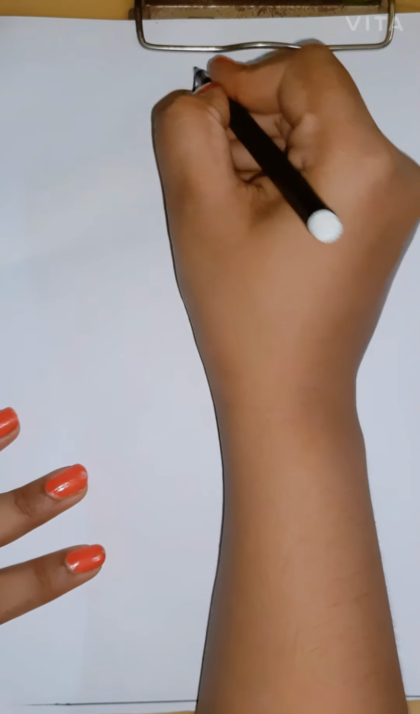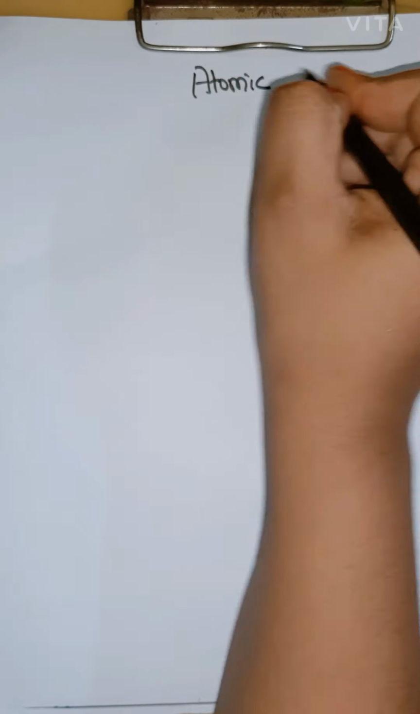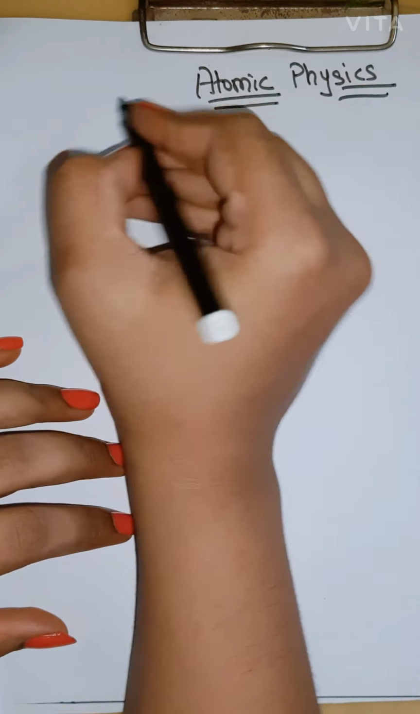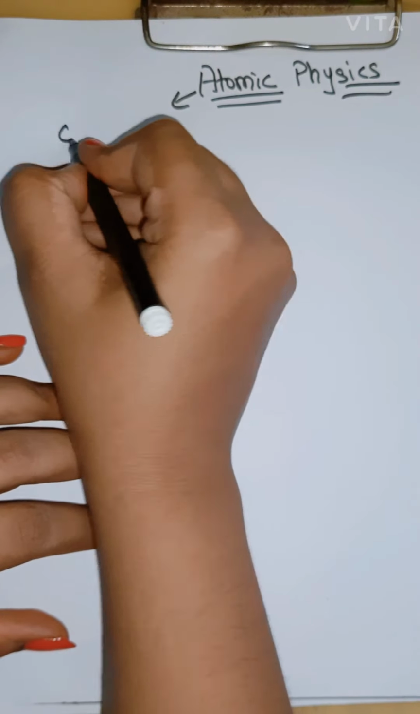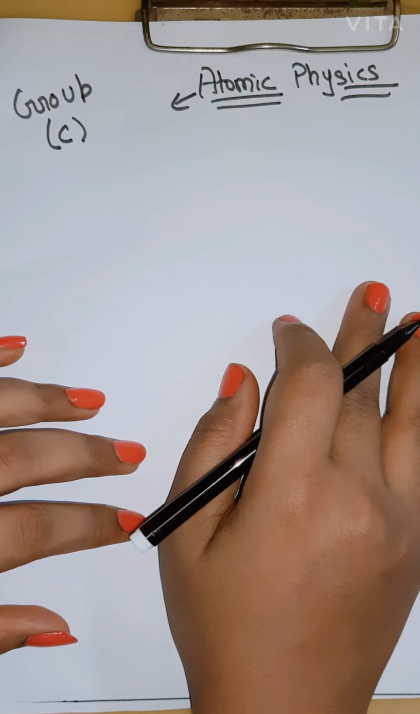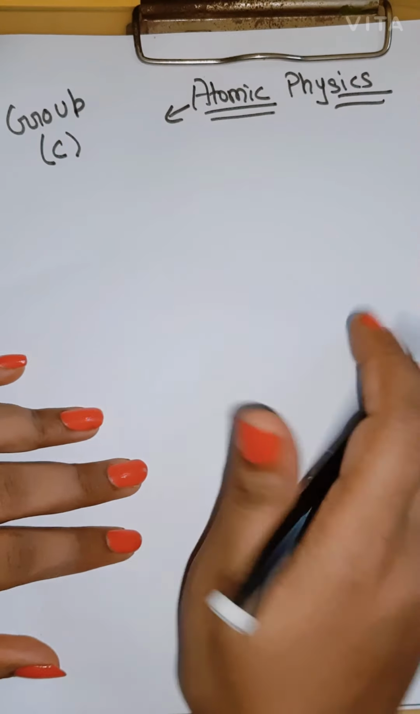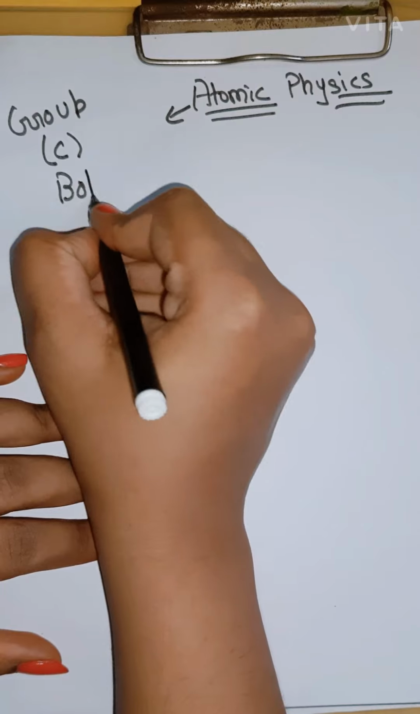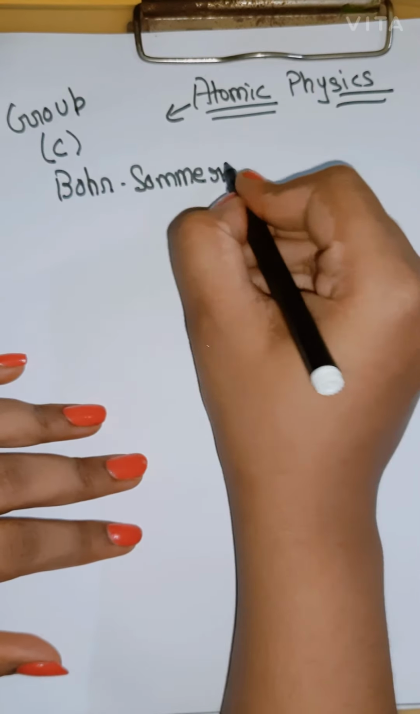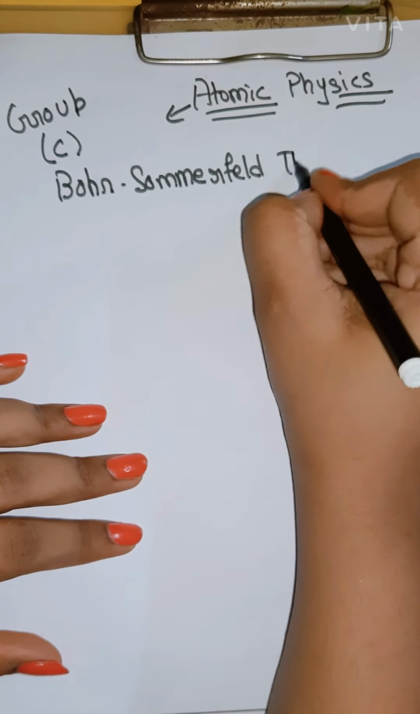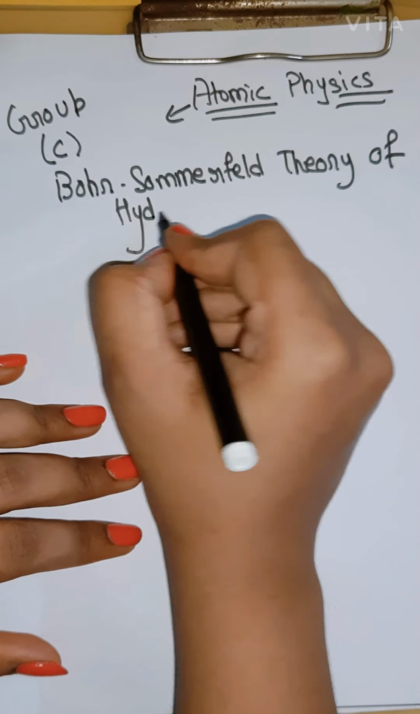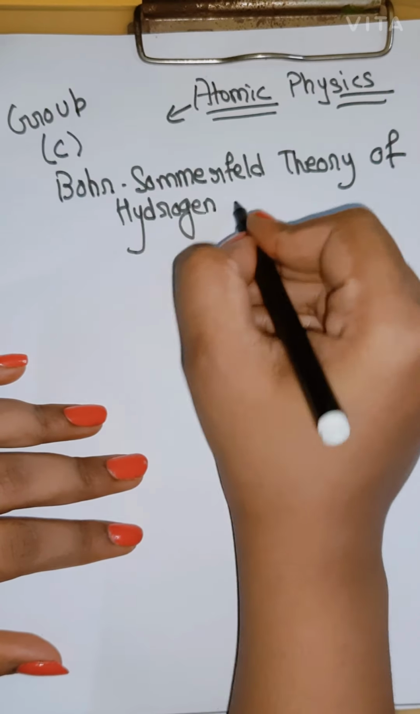So today we will start with a new topic, atomic physics. This is an advanced topic, that is group C. Then we will discuss Bohr, Sommerfeld theory of hydrogen atom.